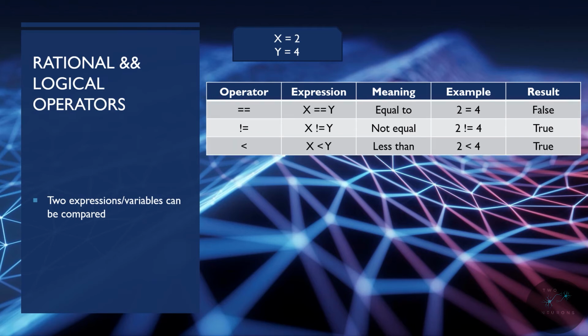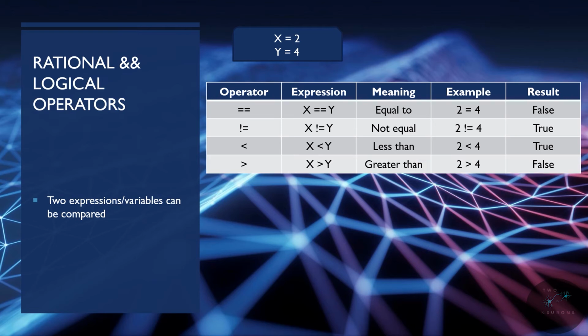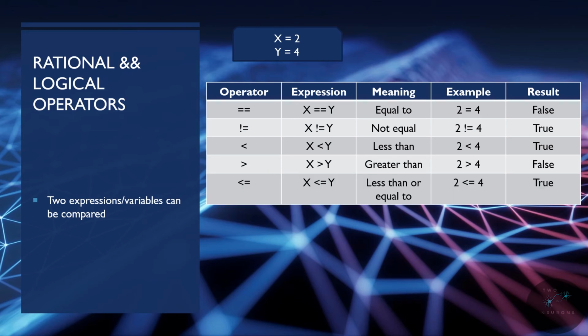We have our less than. So x is less than y. 2 is less than 4. That is true. We also have our greater than. x is greater than y. 2 is greater than 4. That is false. We also have a way to say is something less than or equal to. And we can use this with the caret symbol equal sign. So x is less than or equal to y. 2 is less than or equal to 4. This would return a true value.